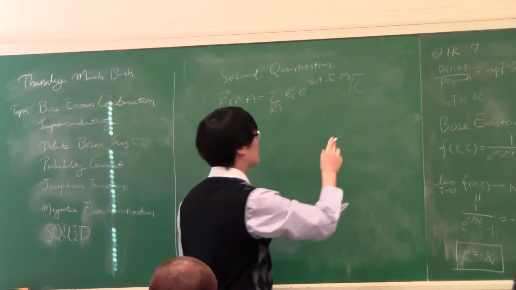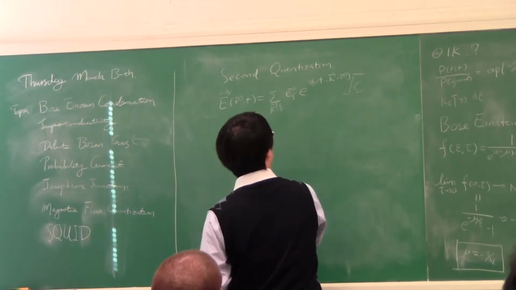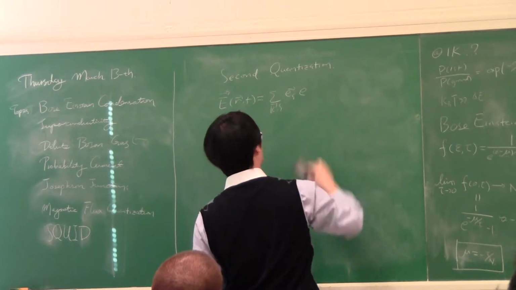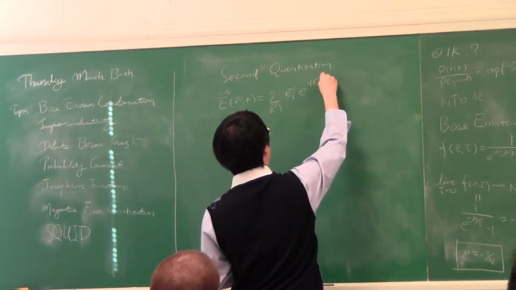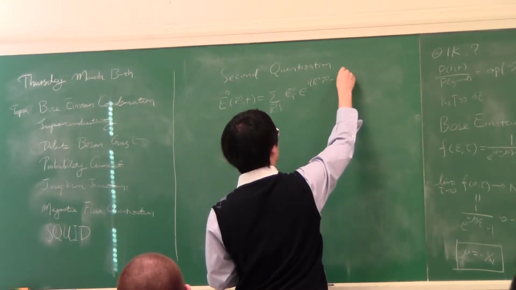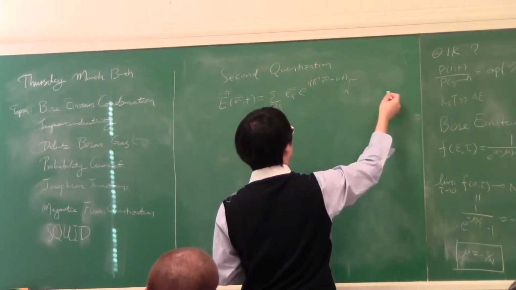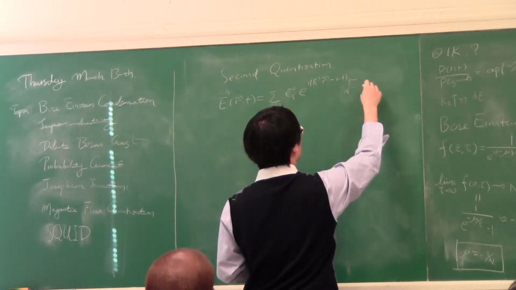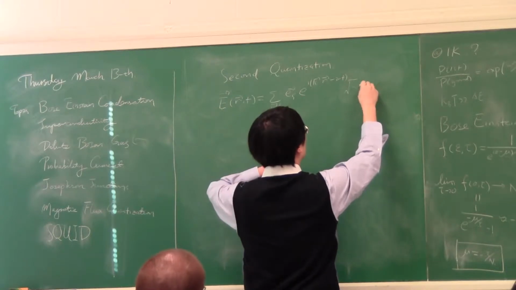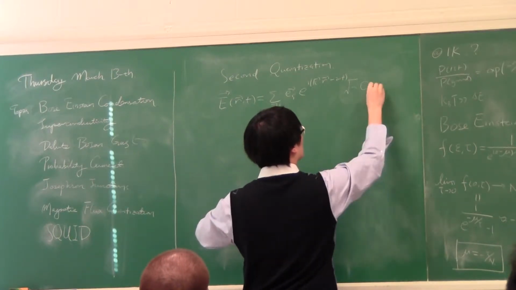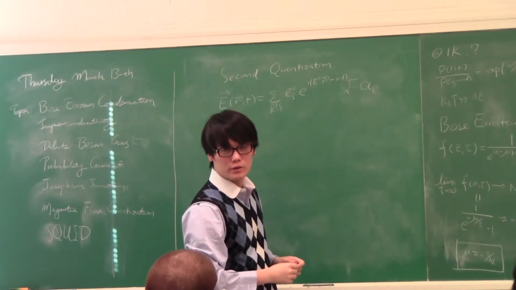The mode looks like e to the i k dot r minus omega t, and then there's the square root factor. If we just do Fourier transforms, we turn this into a Fourier coefficient called alpha.